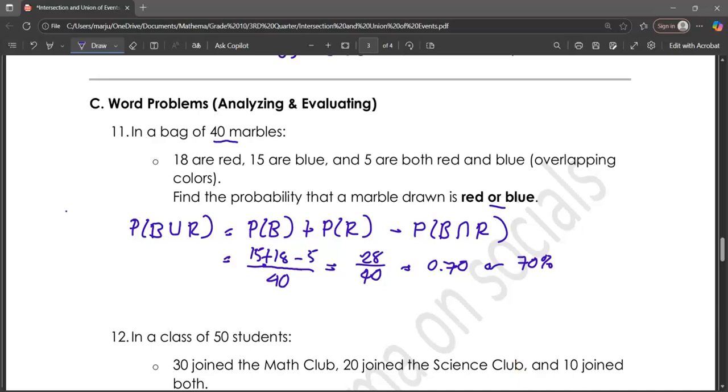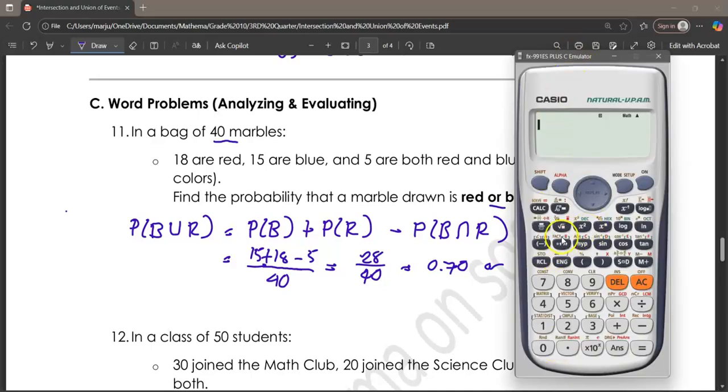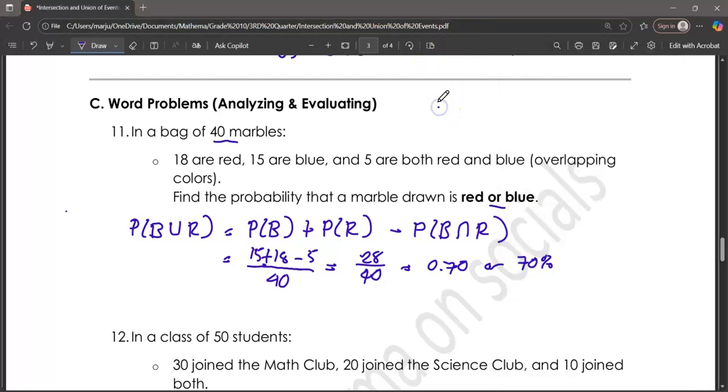Let me check just to be clear. So we have 15 plus 18 minus 5. That is over 40 because there are 40 marbles. That's 0.70. All right, that's 0.70 or 70%.